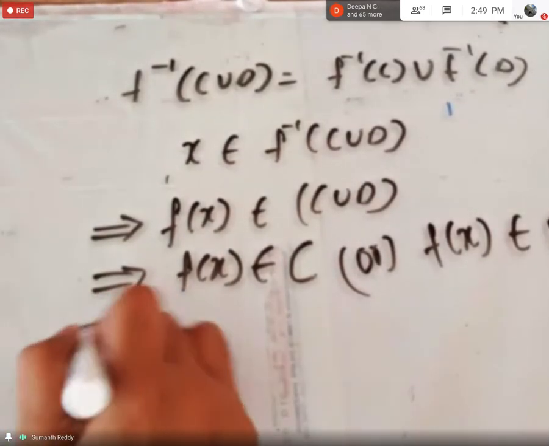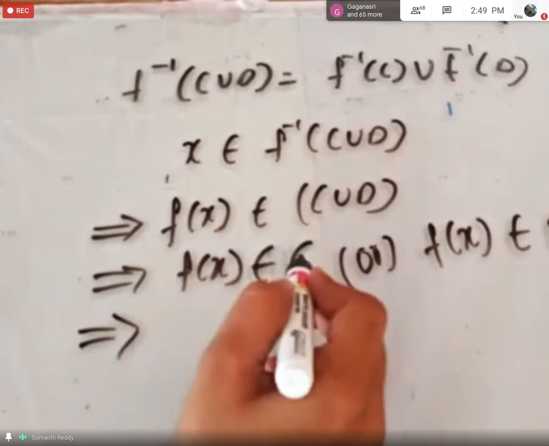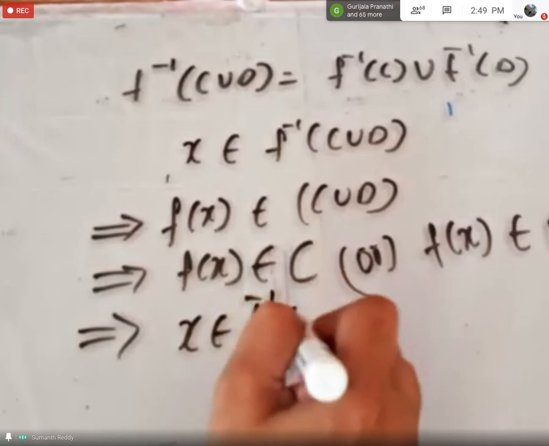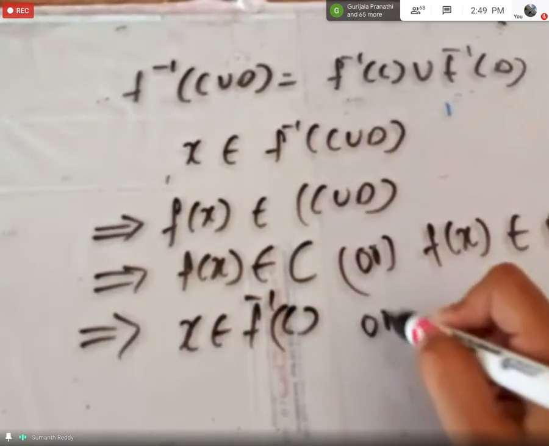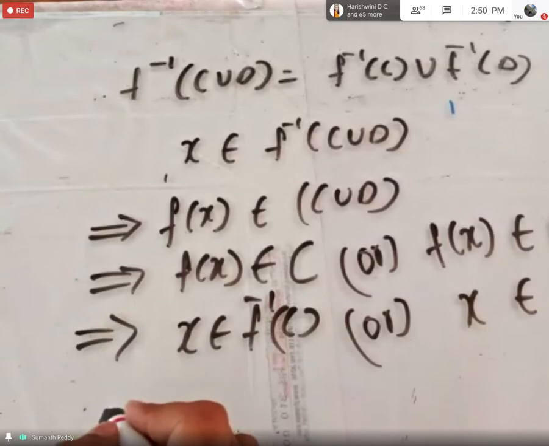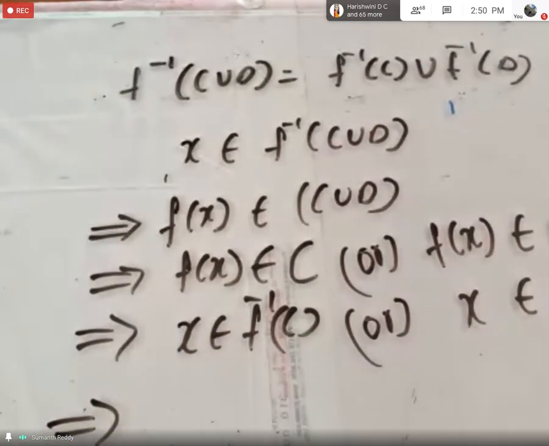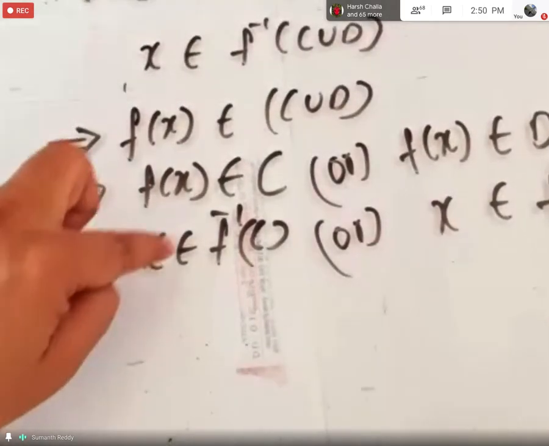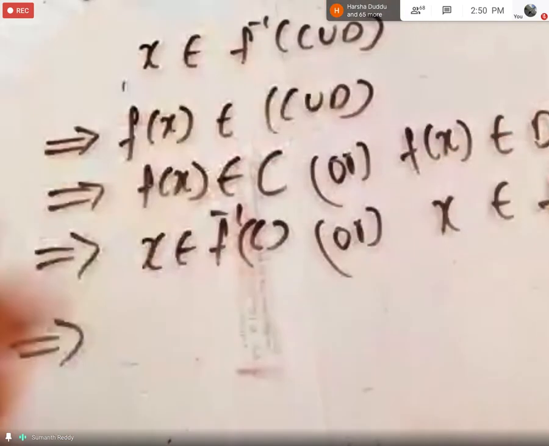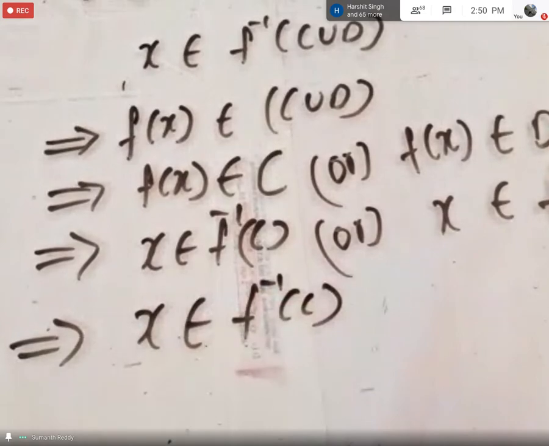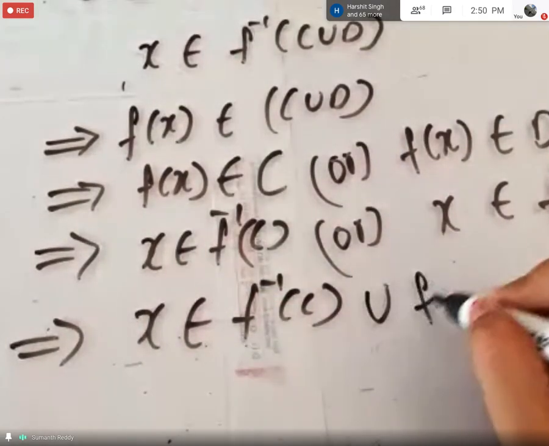Okay. So now what I will do is I will shift the f towards the right side. So this can be written as x belongs to f inverse of C. I will do the same thing on this side also: x belongs to f inverse of D. These types of problems are very easy. Easily you can score the marks. Now again I will apply the definition of union in the reverse way. If this particular element belongs to f inverse of C or f inverse of D, this can be written as x belongs to f inverse of C union f inverse of D.